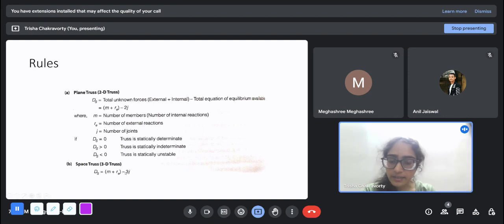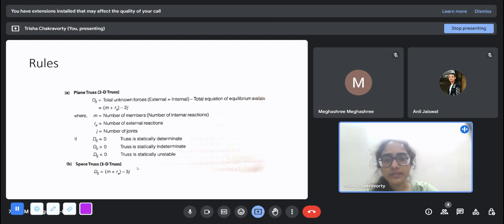So m plus Re minus 3j, because here, if the number of joints is j, you have three equations at each joint: sigma Fx equal to 0, sigma Fy equal to 0, and sigma Fz equal to 0. We have not solved space trusses. I don't think solving space trusses is included in your syllabus, because there will be a lot of trouble.